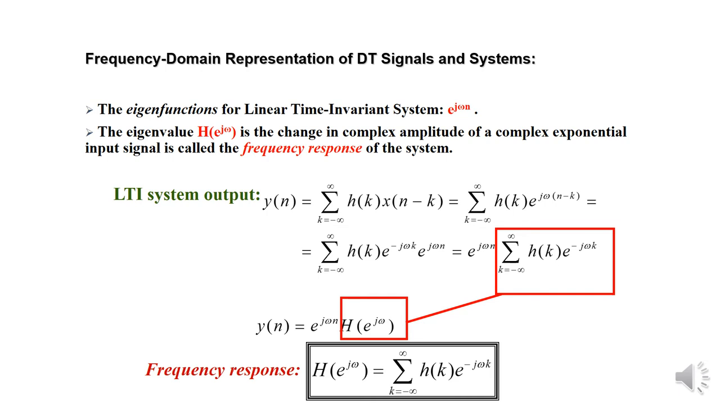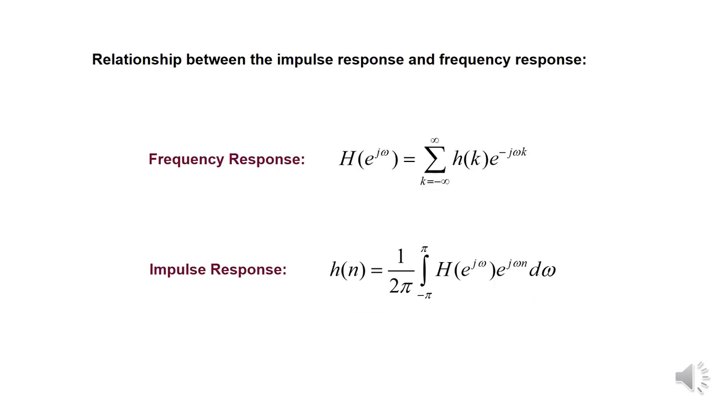So the same thing, this k can be replaced by n also, right? Therefore we can write H(e^{jω}) as the sum over k from minus infinity to infinity of h[k] e^{-jωk}. As I have told you previously, this k can be replaced by n also. So if we want to obtain our impulse response, what we have to do is take the inverse discrete time Fourier transform. If we take the inverse discrete time Fourier transform, h[n] can be written like this. We haven't discussed it yet, but you will understand after that.